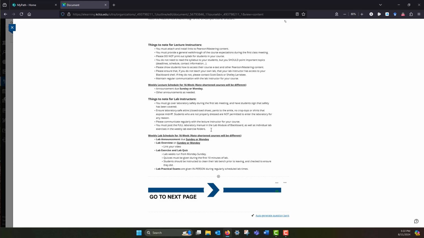Please do not print them out. Again, we have a very limited budget, so it's up to the student to print those out or bring them in on their device. The weekly lab schedule is for 16 weeks, so you should post a weekly lab announcement either on Sunday or Monday for the coming week.